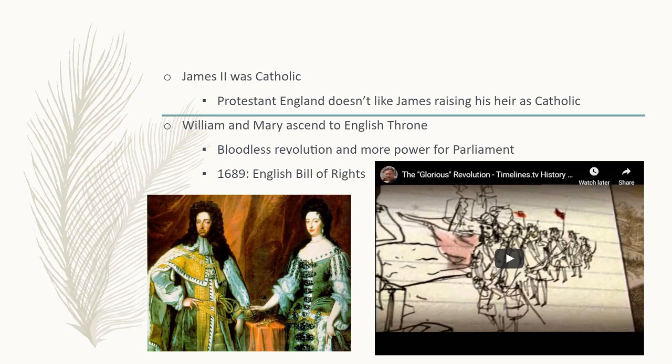So, because this happens after James II's son is born, that's when Parliament is looking around thinking, we've got to do something. And they literally will send a letter. They will reach out to James II's nephew, who happened to be married to James II's daughter, Mary. And his nephew's name was William.